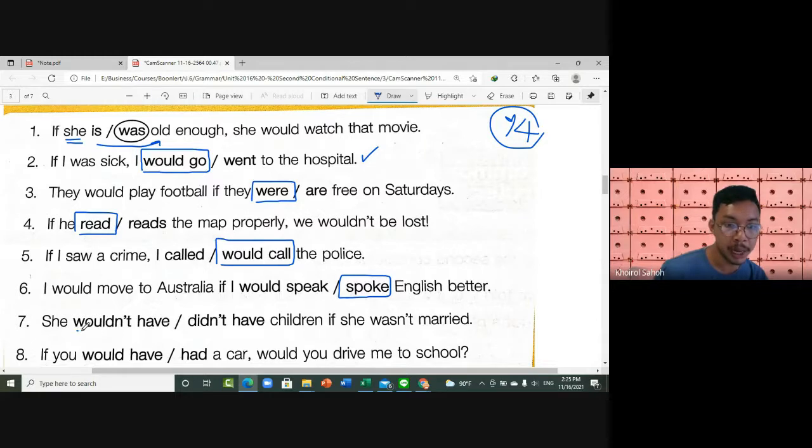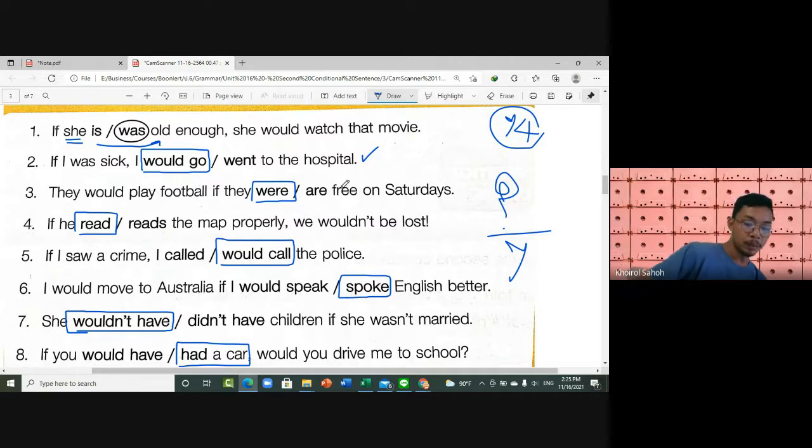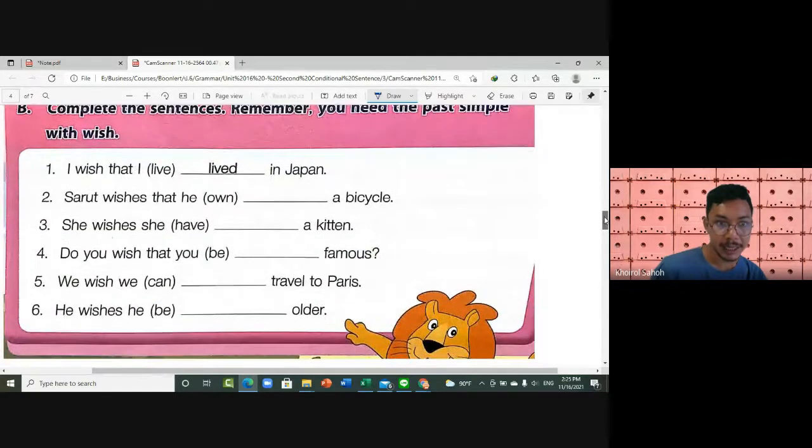She wouldn't have children if she wasn't married. If you had a car, would you drive me to school? ให้คะแนนเลยนะครับ จาก 7 คะแนนเต็ม 7 ได้เท่าไหร่ก็เขียนให้เลยนะ Moving on to the next exercise, page 74, exercise B.